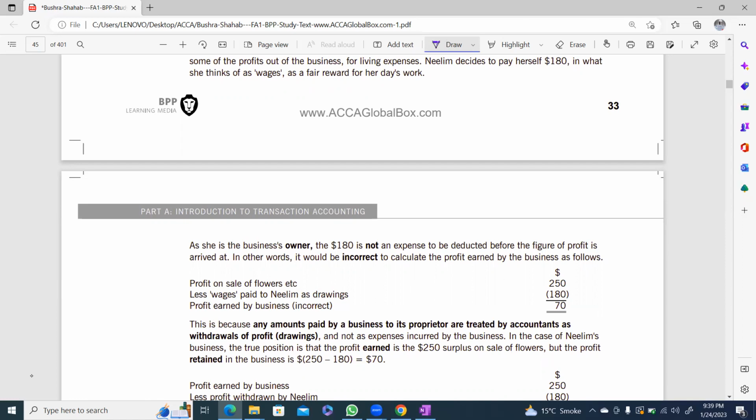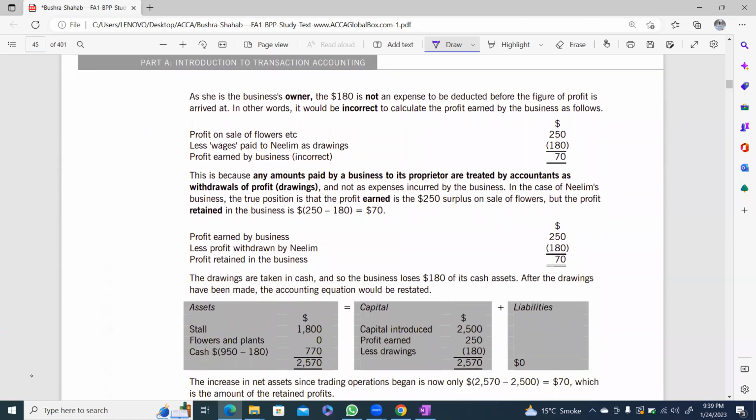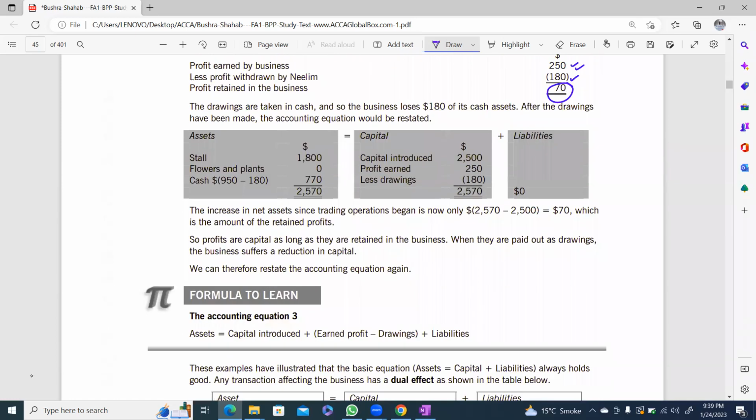So basically, the profit earned in the business is 250. She took 180 from the profit, so the remaining profit retained in the business is 70. One thing you need to remember: profit will increase your capital amount and drawings will decrease your capital. So this is the equation: asset equals capital introduced plus earned profit minus drawings plus liabilities.